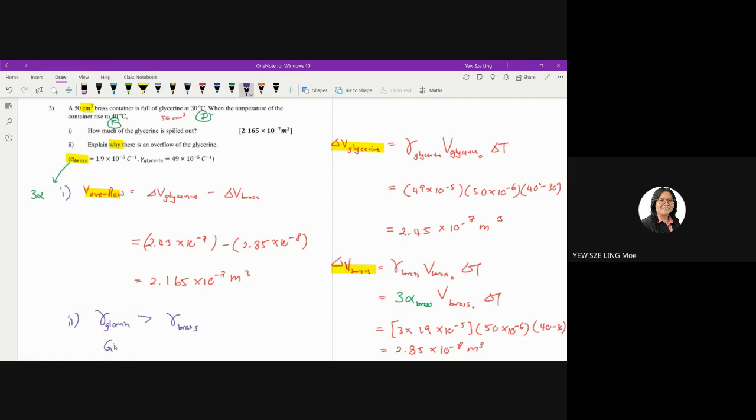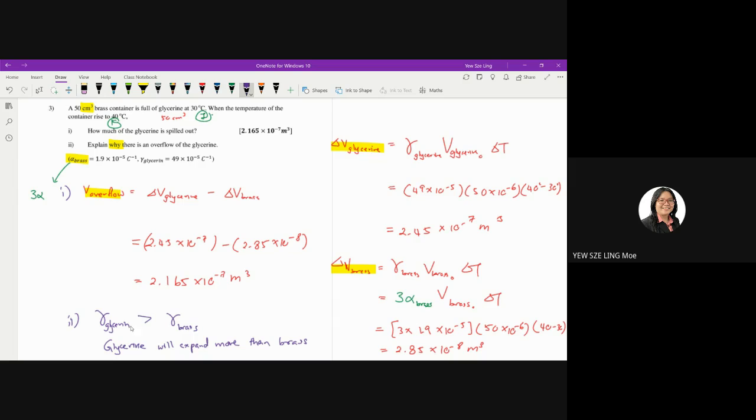glycerin will expand more than brass. Okay, and therefore it will spill out. Okay, and that's why there's an overflow of glycerin. That is because of the gamma.